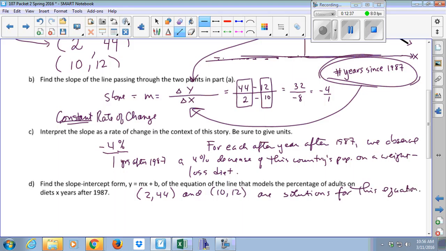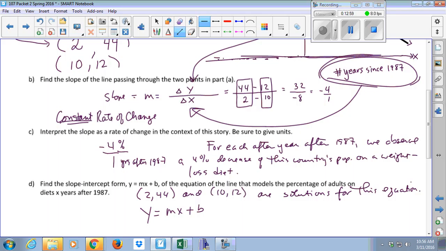Does anybody know what I mean when I say that the point (2, 44) and the point (10, 12) will be a solution to whatever this equation is going to be? Could someone tell me what that means? We haven't come up with the equation yet. Can someone tell me what it would be if it's a solution?